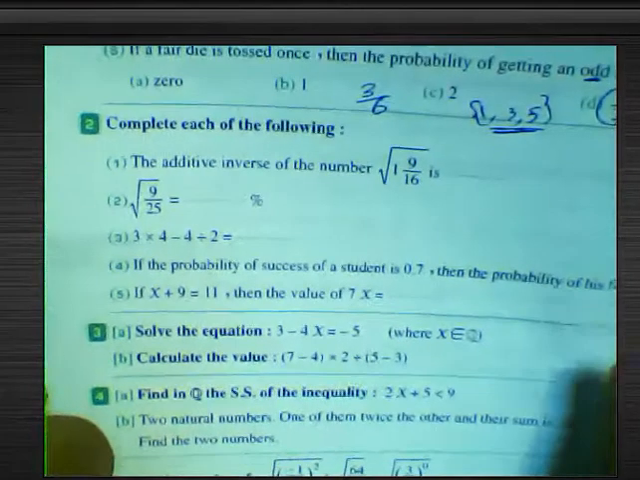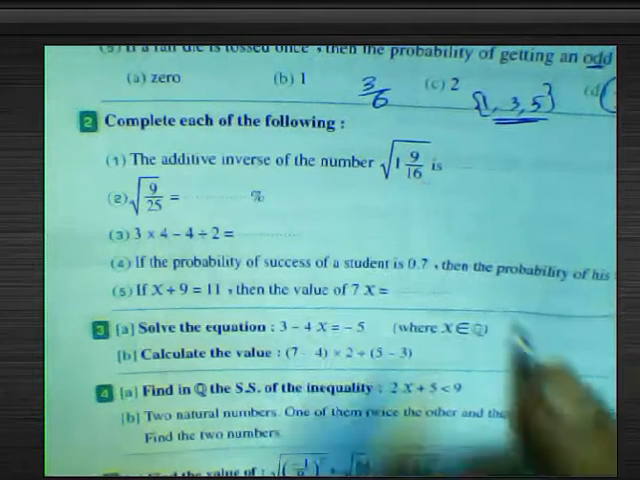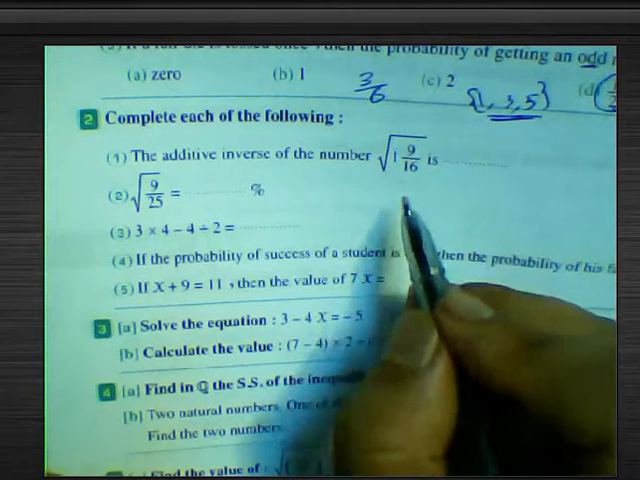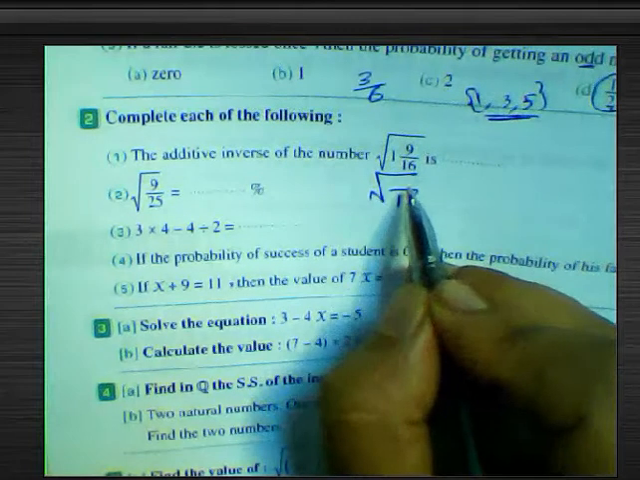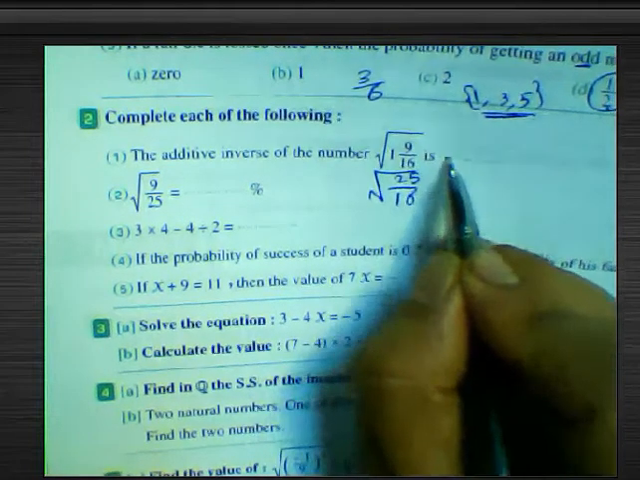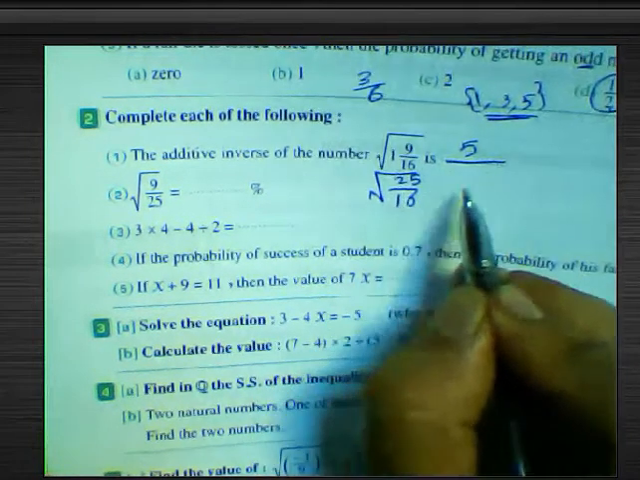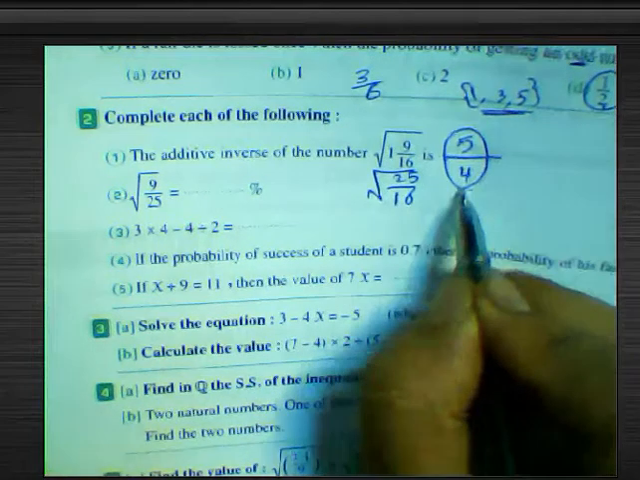Complete each of the following. The additive inverse of the number 1 and 9 over 16. We have a mixed number, we must convert from mixed number to improper fraction. 1 times 16 equals 16 plus 9 equals 25. Square root of 25 equals 5. Square root of 16 equals 4. So the result will be 5 over 4.